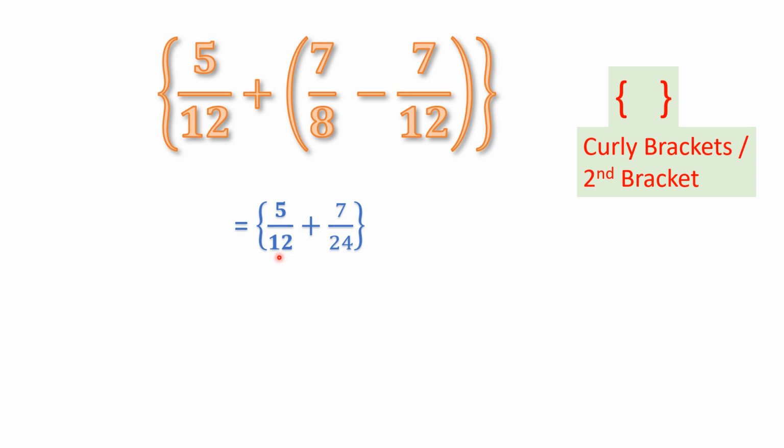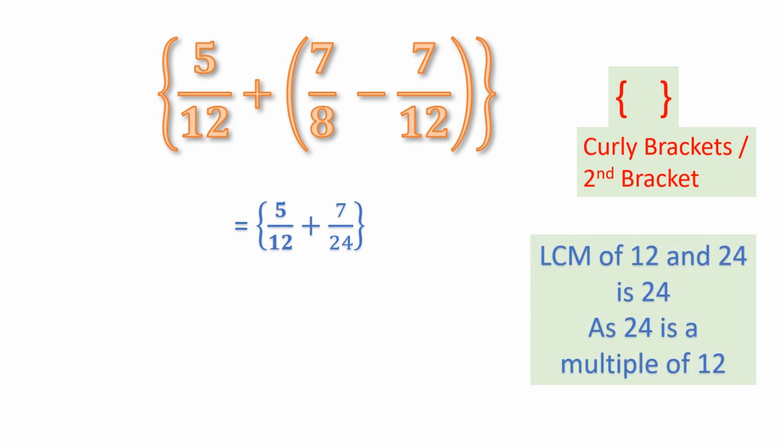Fraction addition is done in the same way as fraction subtraction is done. So we have to find out the LCM of the denominators. The denominators are 12 and 24. So what is the LCM of 12 and 24? We can easily say the LCM of 12 and 24 is 24. Why? Because 24 is a multiple of 12.